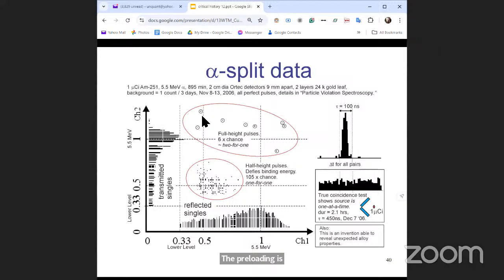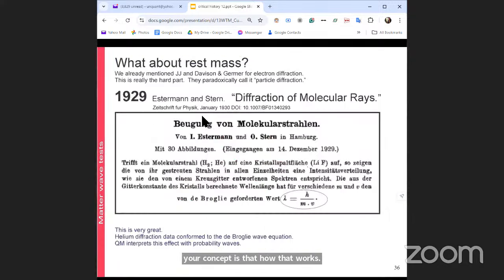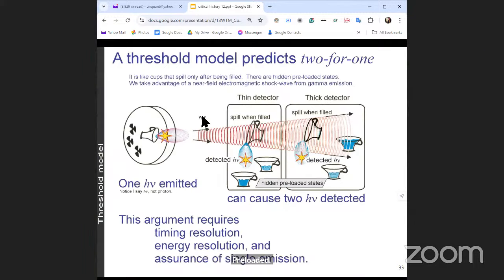Right. Can you explain that a little bit, because I'm trying to understand what your concept is there, how that works. I get this idea of the cup's almost full, preloaded. Yeah, let's go to the cups. Tipped it over, and I can understand that. Yes, that's a good figure. I understand what's going on. But you're saying more broadly than just for electromagnetic.